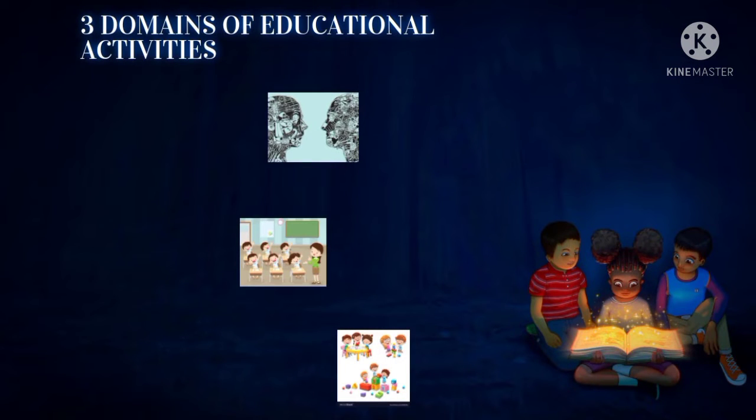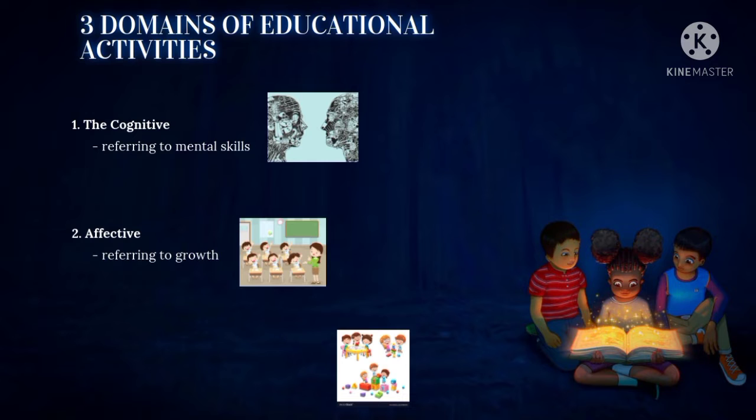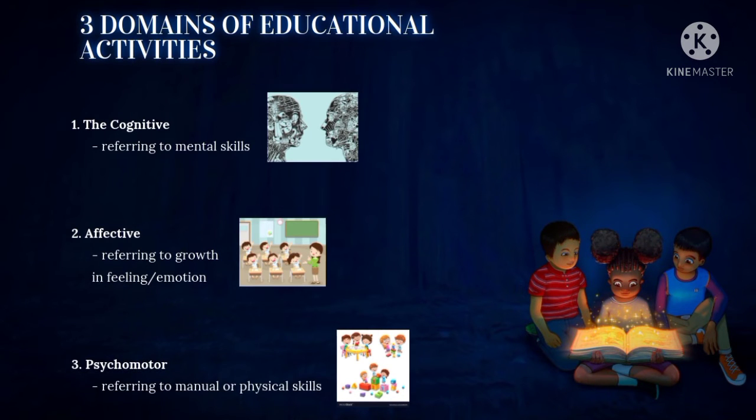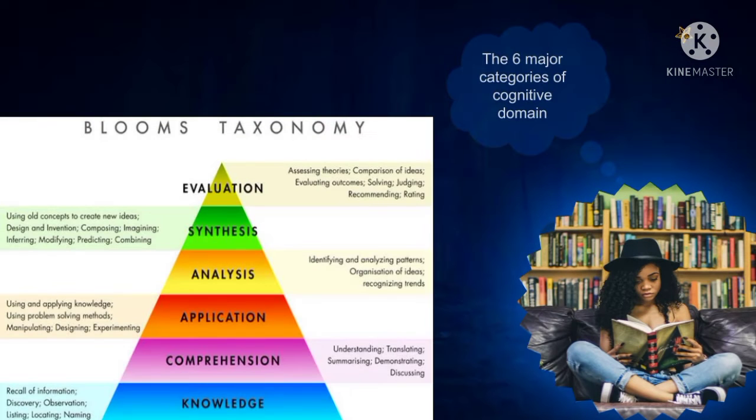The three domains of educational activities are the cognitive, which refers to mental skills; the affective domain, referring to growth in feeling or emotion; and the psychomotor, which refers to manual or physical skills. The cognitive domain is divided into six major categories: knowledge, comprehension, application, analysis, synthesis, and evaluation.